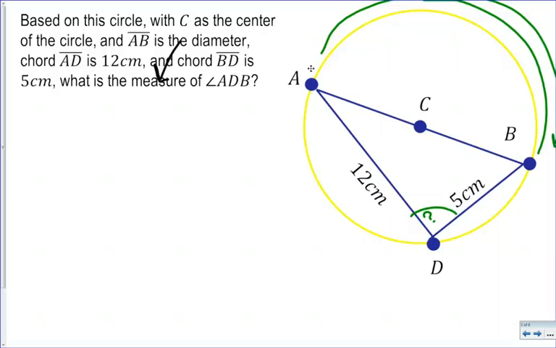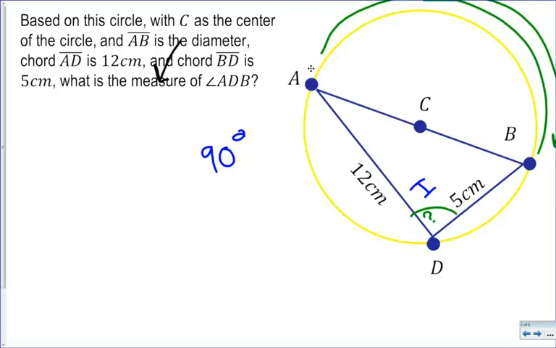So is this a central angle? Right there. What is that? It's an inscribed angle. What do we know about inscribed angles? A central angle, AC, it's 90 degrees. That's right, because it's exactly half of 180, which is 90.